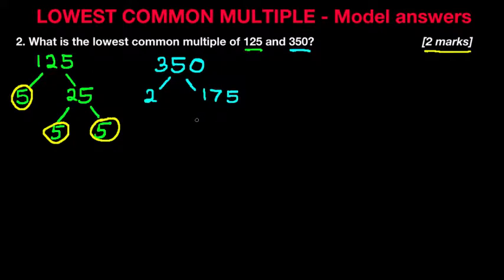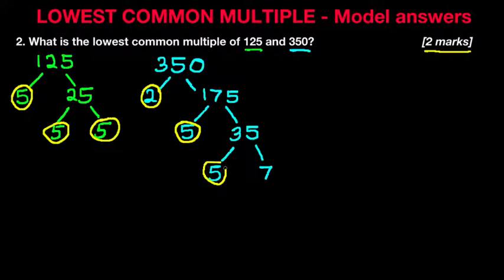175 cannot be divided by 2. The next prime number is 3. It does not go into 175. The one after that is a 5. And 175 divided by 5 is 35. Now again, 35 cannot be divided by 2 or by 3, and the next prime number is 5. And we know from our times tables that 35 divided by 5 is 7. And because 7 is a prime number, we have reached the last number that can be divided by a prime number. So the prime factors of the number 350 are 2, 5, 5, and 7.